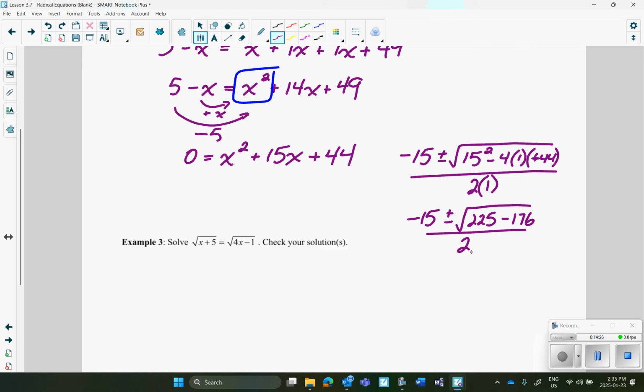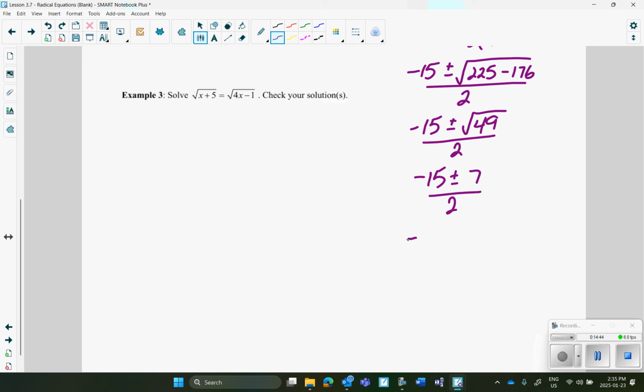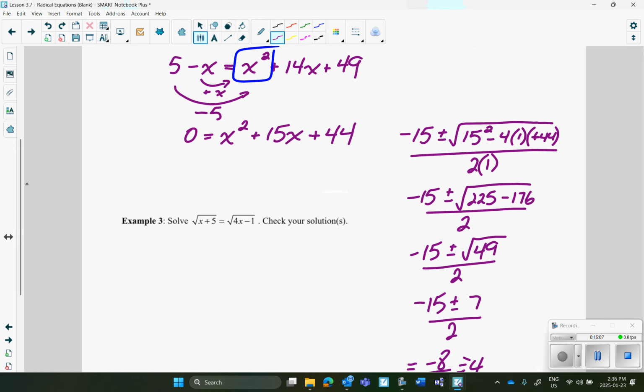Over 2. Negative 15, as I keep going, plus or minus the square root of 49 over 2. Negative 15, plus or minus 7 over 2. I got to keep going. Negative 15 plus 7 is negative 8. Divide by 2. One of my answers is negative 4. Negative 15 minus 7 divided by 2 is negative 22 divided by 2, which is negative 11. Got my answers. Negative 4. Let's go up and factor. Okay?